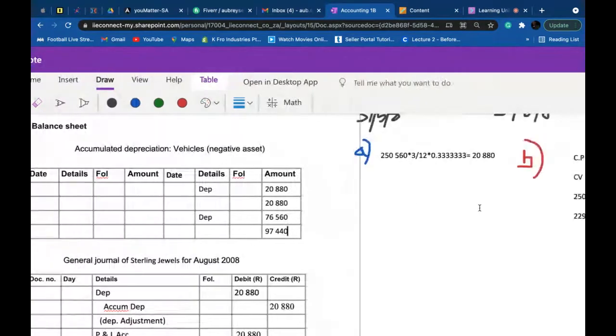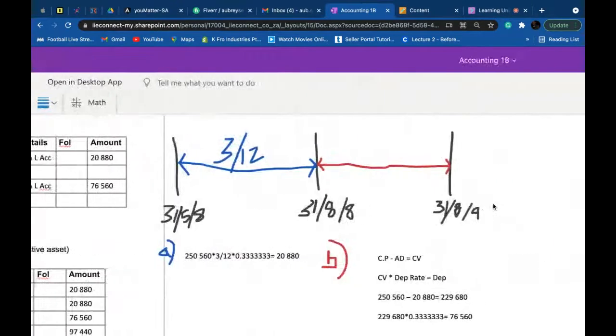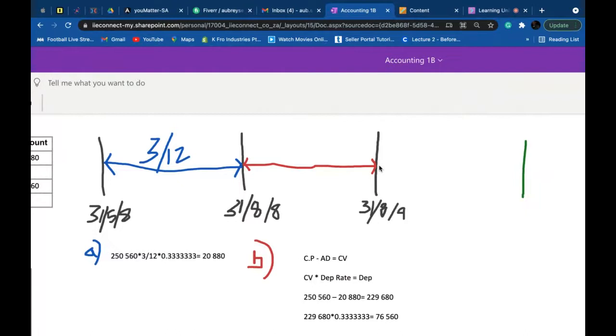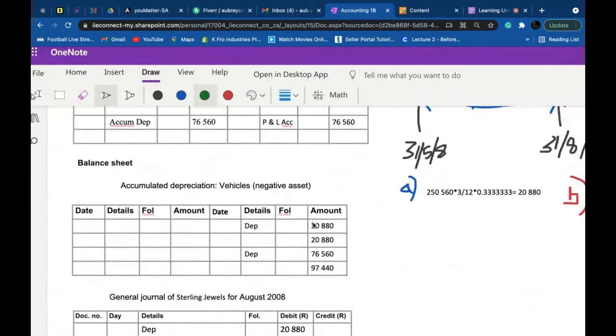Now, can you see? If they were to ask us to do year 3, calculate depreciation on year 3, this would then be a full year. Now we already have our accumulated depreciation for the prior period, or for how long we've had the asset for. We just come down to the accumulated depreciation account in the general ledger, and we look for this 97,440 that we have here. That's the total of all the depreciation that we've had on the asset. Awesome stuff.